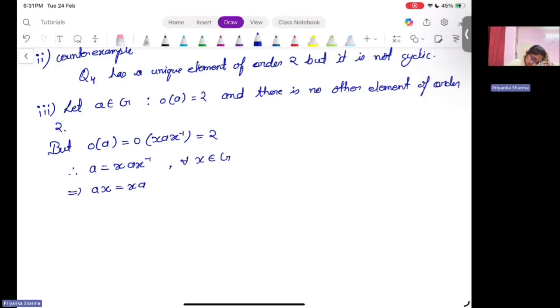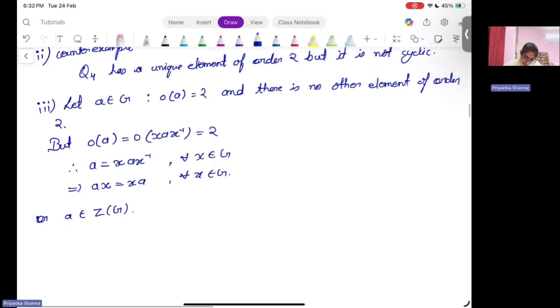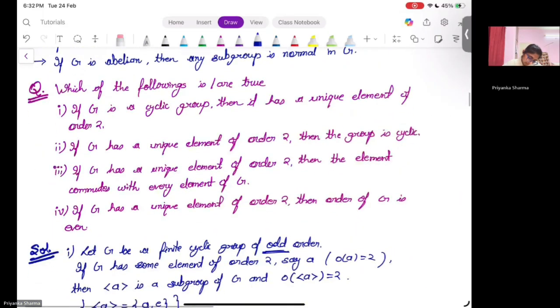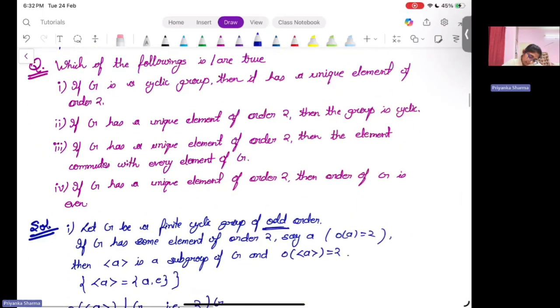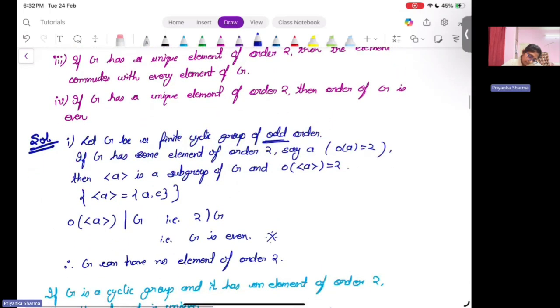So we will have that. This is true for all X belongs to G. Therefore, A is unique. It can be said as A belongs to Z(G). That is, the unique element of order 2 will be part of the center of G. Okay. If G has a unique element of order 2, then the order of G is even.